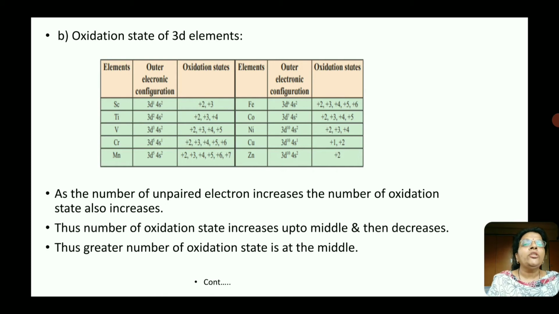That is, in case of manganese and chromium, an ion shows greater number of oxidation states. That is, chromium shows +6, manganese shows +7, and iron shows +6 oxidation state. Then other elements show below the +6 oxidation state.